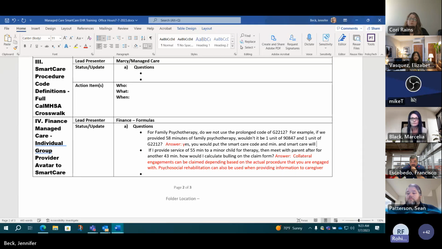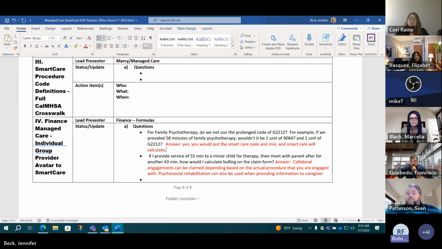I'm sorry. I think based on what Sean was just saying a few minutes ago, that particular code is a range and not the 15-minute increment. So I just wanted to clarify that it was between 26 and 74 and not use of a prolonged code of G2212. So you're referring to SmartCare procedure code 34, family psychotherapy, patient present. It's a 50-minute code. You are going to input your minutes, and anything that you input between 25 and 74 will automatically calculate as one 50-minute unit.